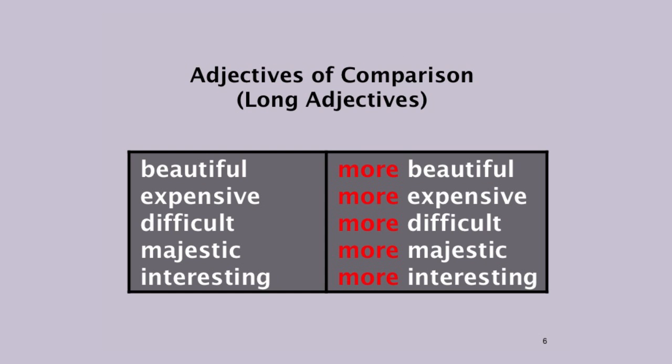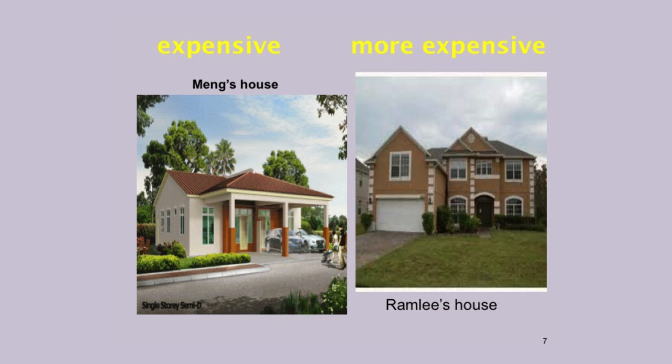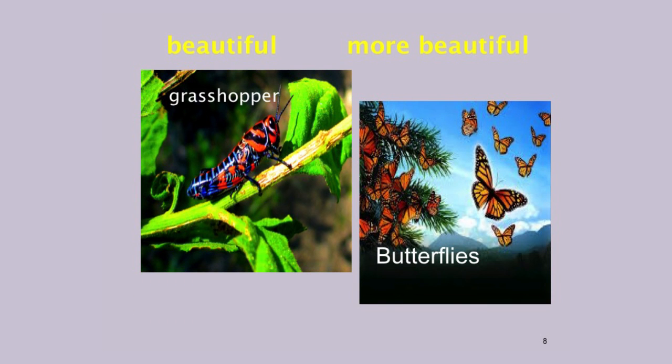In order to form adjectives of comparison for long adjectives which have two or more syllables, we usually add more before the adjectives. For example, Ramli's house is more expensive to build than Meng's house. How about this one? We can say that the butterfly is more beautiful than the grasshopper.